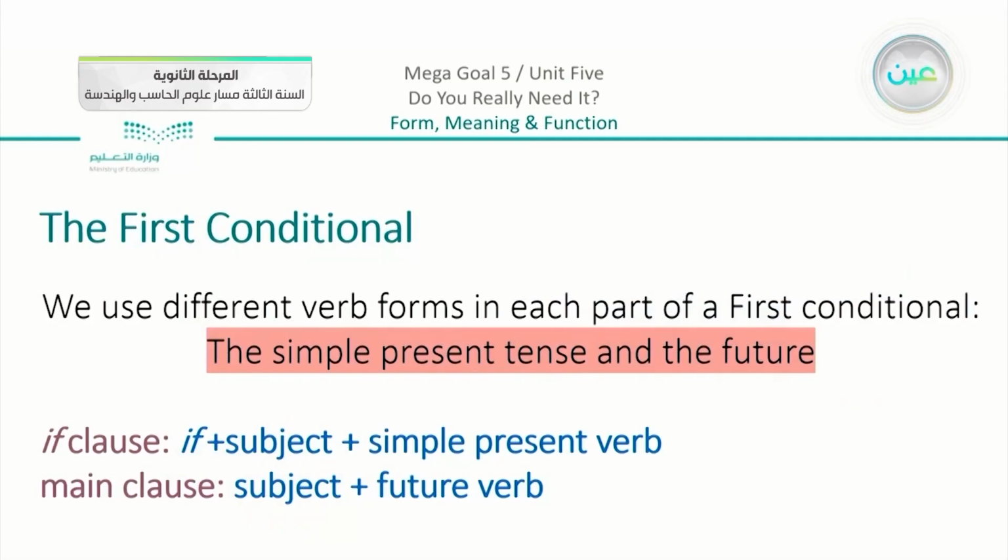Now, in the first conditional, we use different verb forms in each part. The simple present tense and the future. So how? We can see in the if clause, we use if plus the subject plus the simple present verb, which is like the zero conditional. But we do have the main clause here. And with the main clause, instead of using the simple present, we are going to use the future. So we have here the subject plus the future verb.